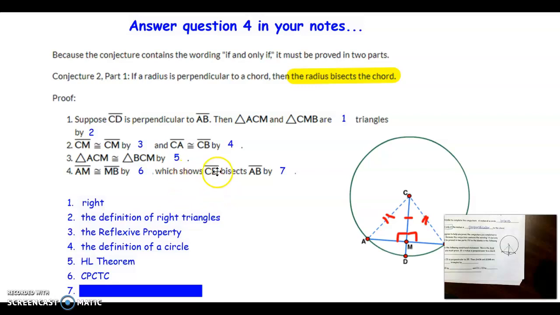So that shows us that we know that segment CD bisects segment AB. If it creates congruent parts, it's a bisector, and that's just by the definition of what a bisector is. So we have proved the first part.